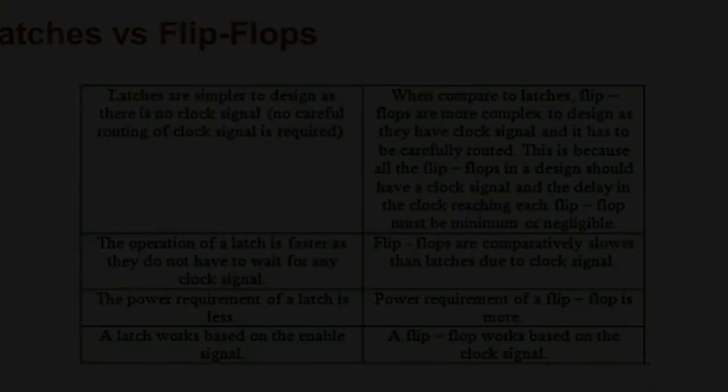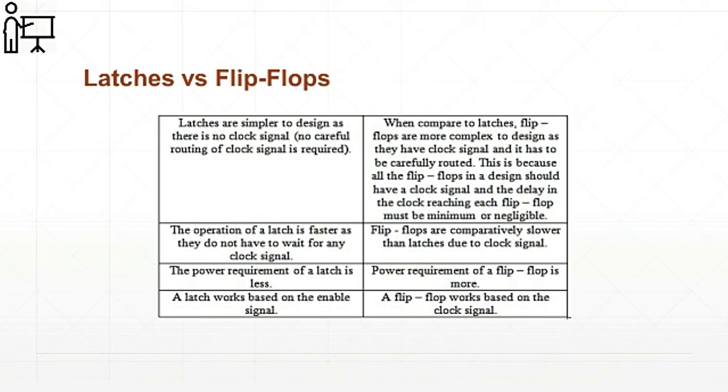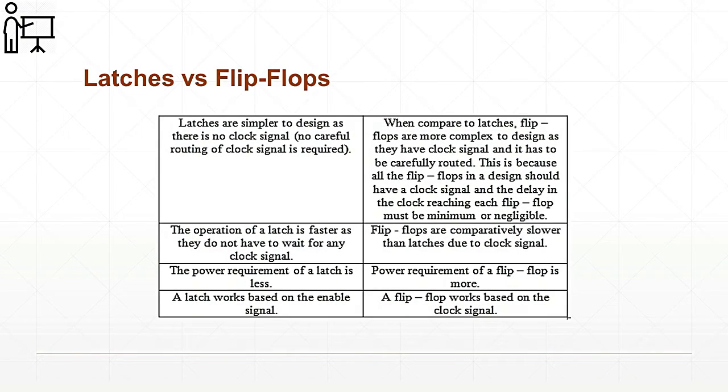Latches are simpler to design as there is no clock. However, flip-flops, compared to latches, are more complex to design as they have a clock signal and it has to be carefully routed. The operation of a latch is faster as they do not have to wait for any clock signal. Flip-flops are comparatively slower than latches due to the clock signal. The power requirement of a latch is less. However, the power requirement of a flip-flop is more. A latch works based on the enable signal. A flip-flop works based on the clock signal.